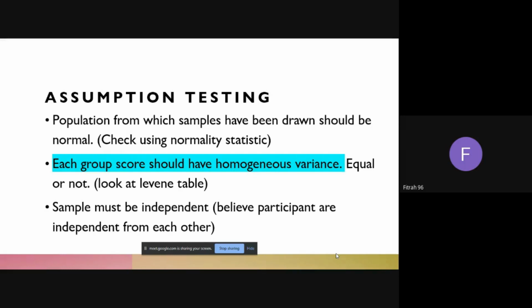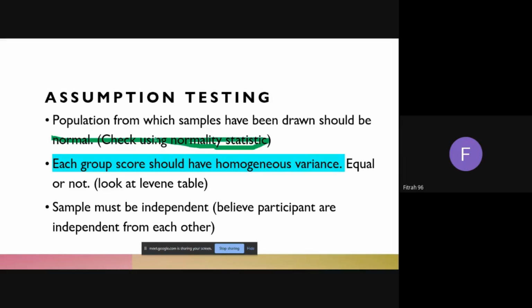For the ANOVA one-way test, okay. ANOVA has three assumption tests. First, the populations from which the samples are drawn. The assumption is that the populations from each sample should be normal. Check using a normality statistic. I have taught you this before.